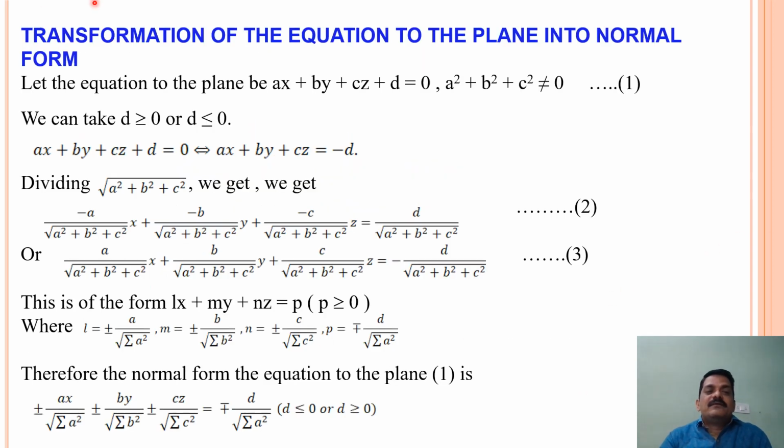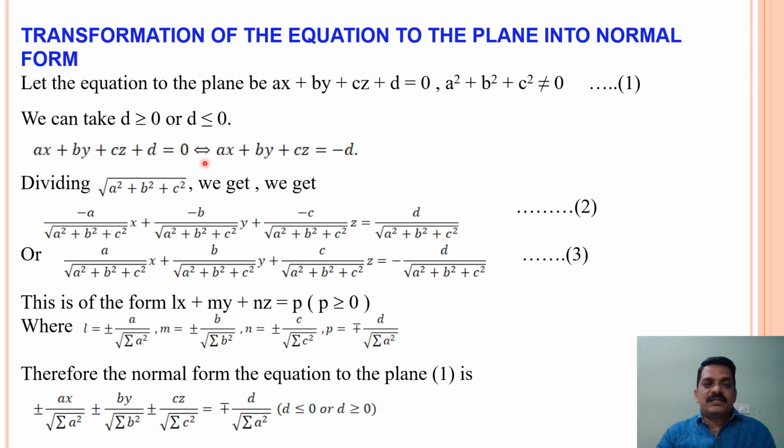Next, second one, transformation of the equation to the plane into normal form. So, the general equation of the plane is ax plus by plus cz plus d is equal to 0, a square plus b square plus c square not equal to 0. Here, d is greater than or equal to 0 or d is less than or equal to 0, that is d negative or positive. So, ax plus by plus cz plus d is equal to 0 if and only if ax plus by plus cz is equal to minus d.